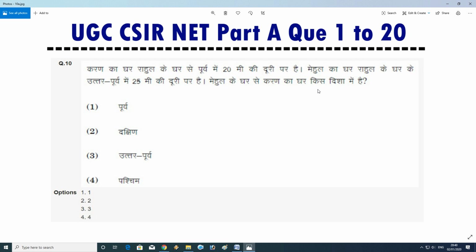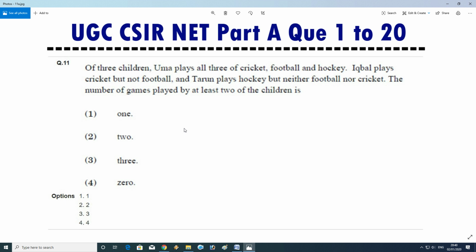So that was the question, and the answer is second, Dakshin. Question number 11: Of the three children, Uma plays all three of cricket, football and hockey. Iqbal plays cricket but not football, and Tarun plays hockey but neither football nor cricket. The number of games played by at least two of the children is, the answer is 2 games.